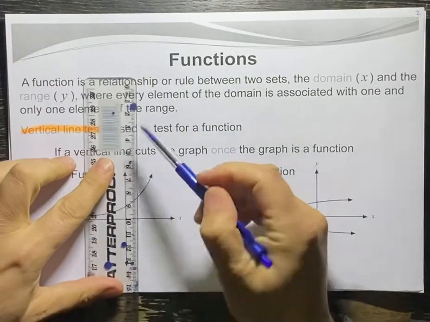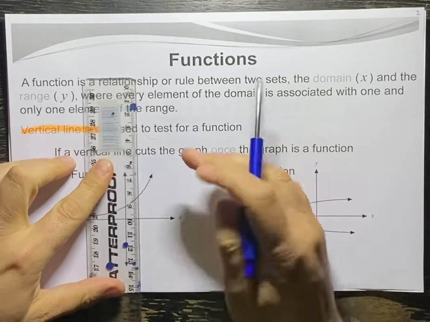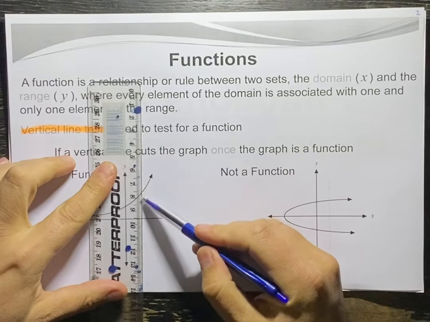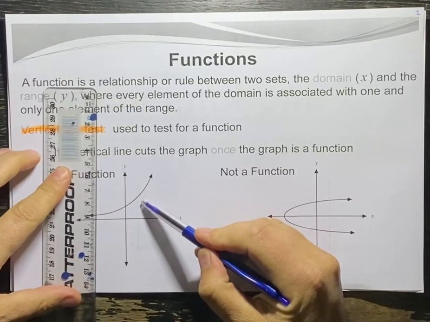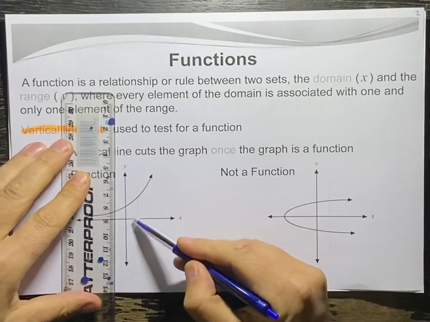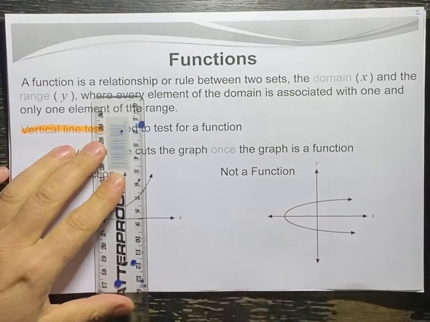If I put my ruler and have a look where it's cutting this graph, you can see that it's only cutting the graph at one point each time I move it along. That means for every x value that I choose, I'm only getting one y value. That means it is a function.